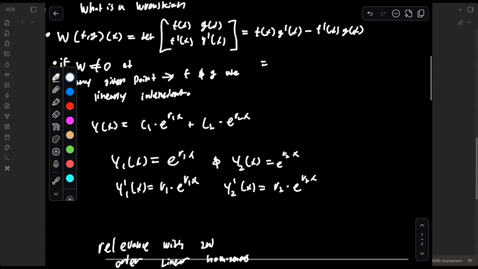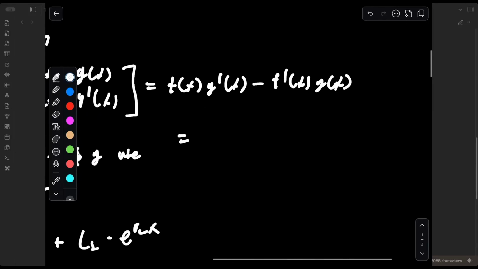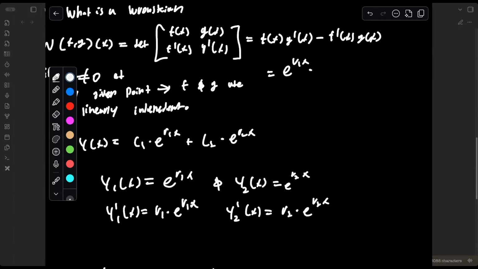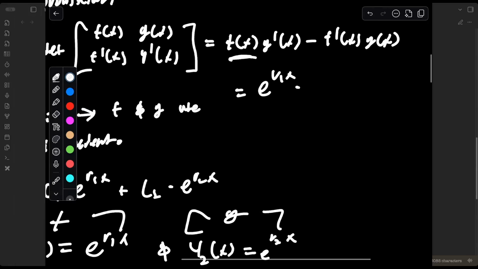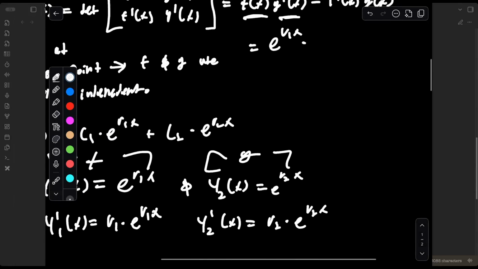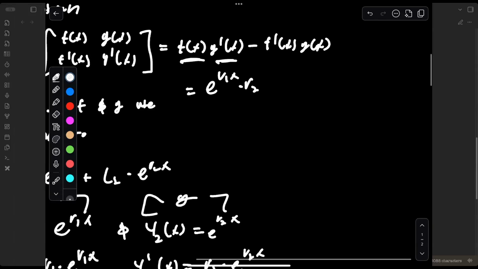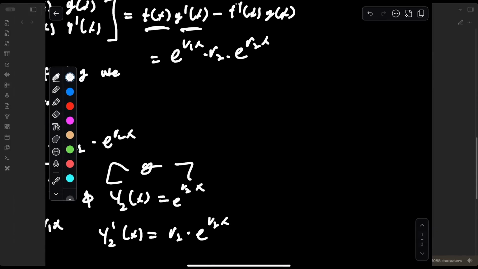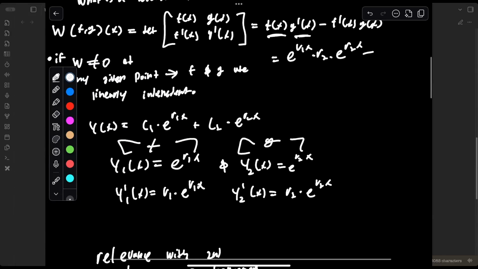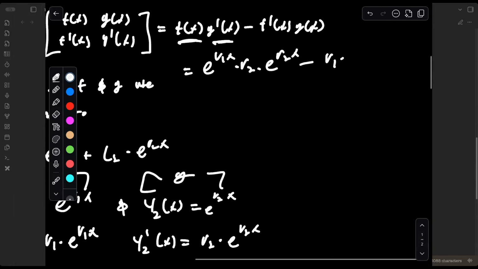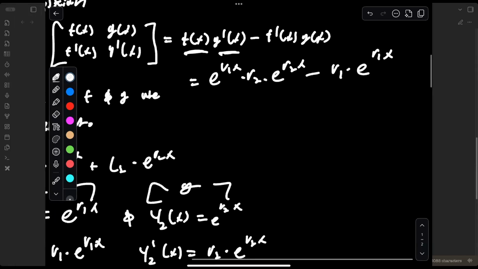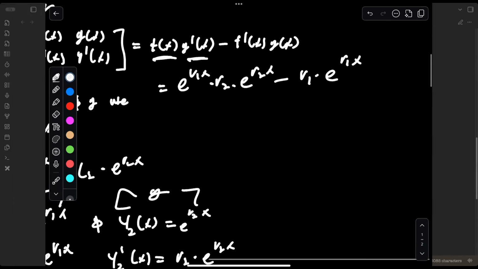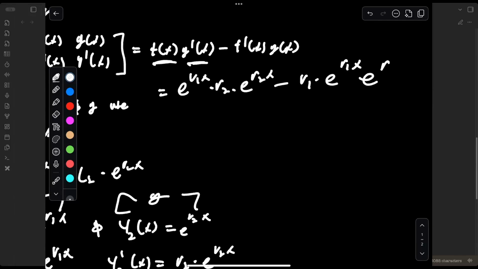Here, f of x is given as e to the power of r1x, and g prime is as follows. So this will be f, this will be g, f of x, g prime of x. G prime of x is going to be r2 times e to the power of r2x minus f prime of x, which is r1 times e to the power of r1x. Now g itself is e to the power of r2x.